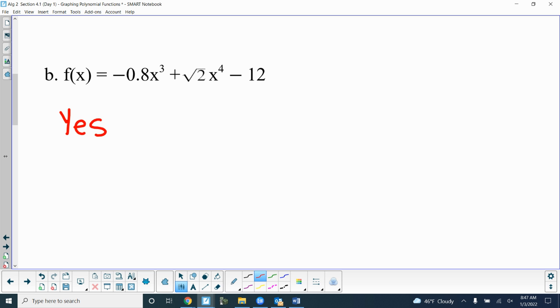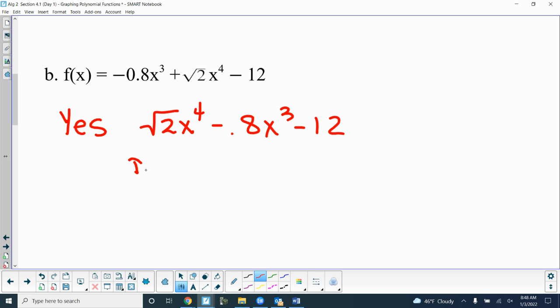No. Brock, put it in standard form, please. Square root of 2 x to the fourth power, minus 0.8 x cubed minus 12. Thank you. So just the square root of 2 is the coefficient. But its exponent was 4, so that should go first. So now we have it in standard form. Okay.